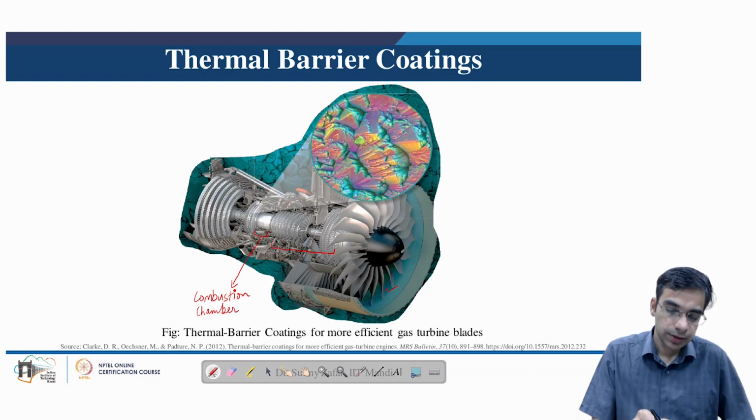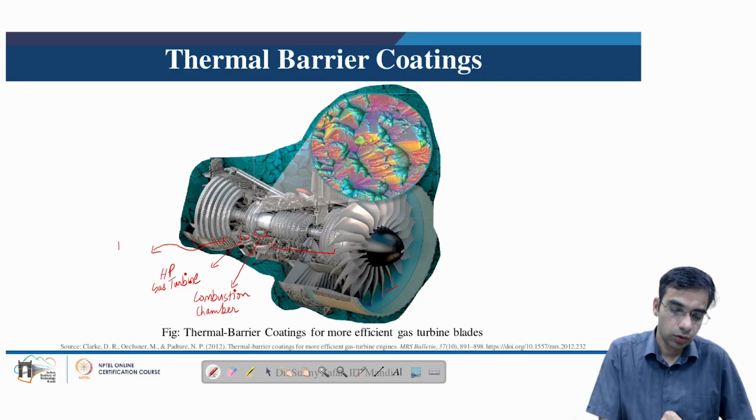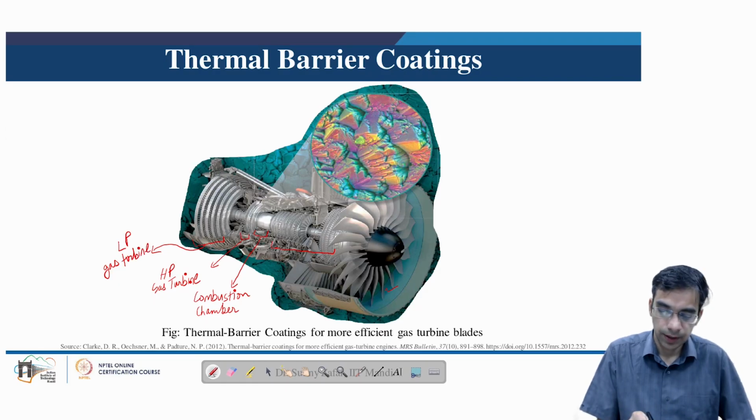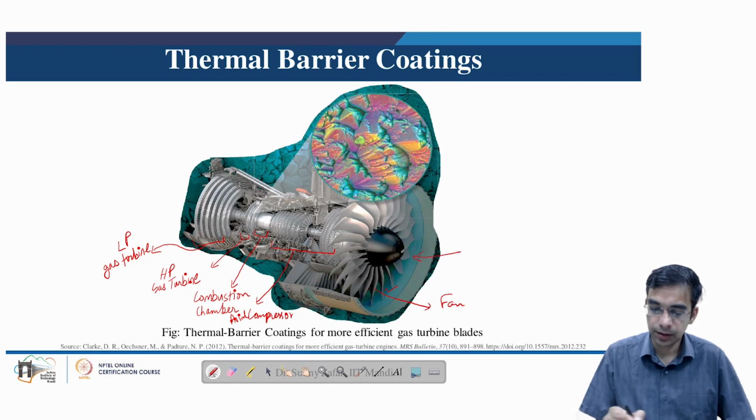Then behind the combustion chamber we have the high pressure gas turbine. Then behind that we have the low pressure gas turbine. And as just discussed, this is the compressor. This is the axial compressor with various stages, and this is the fan from where the air is sucked in.